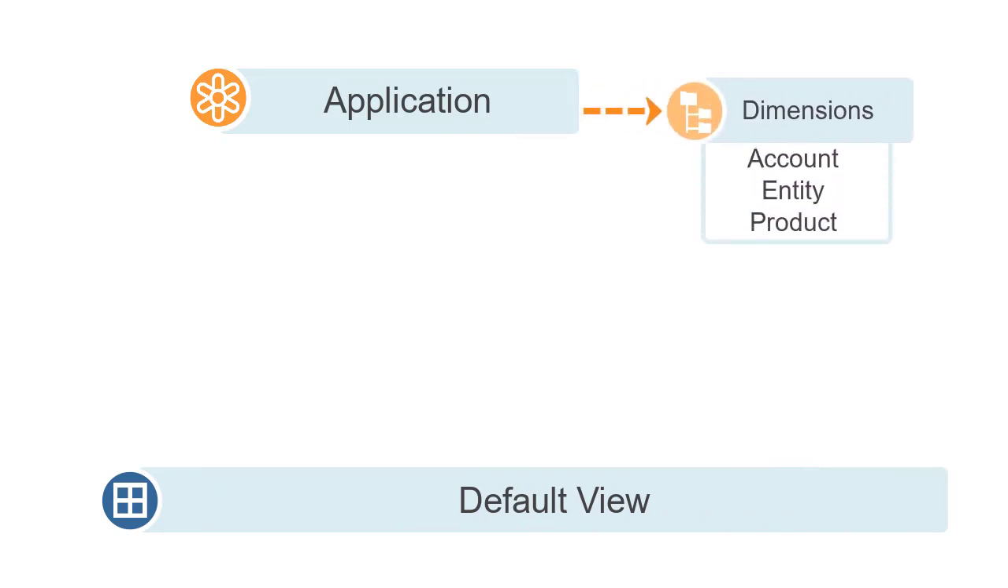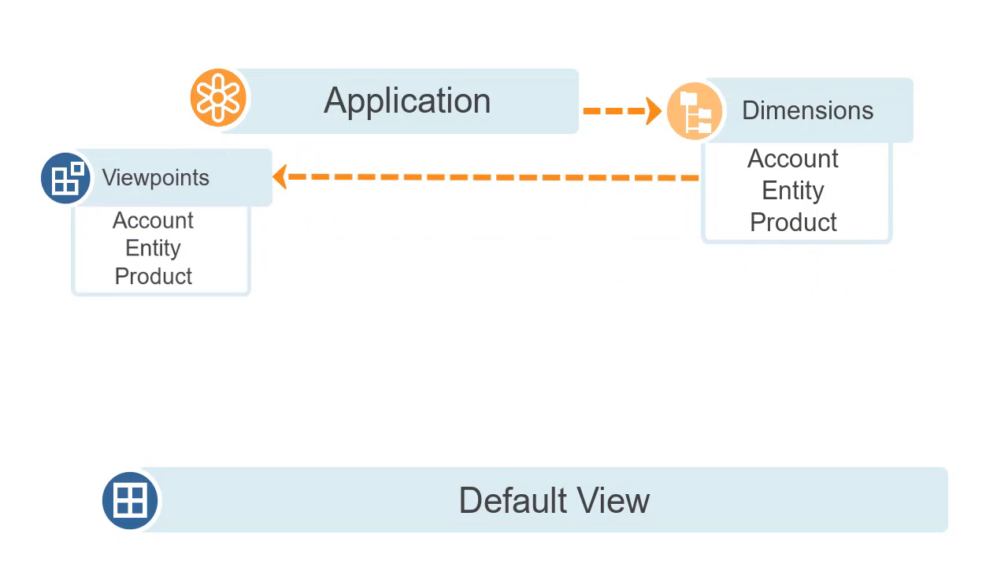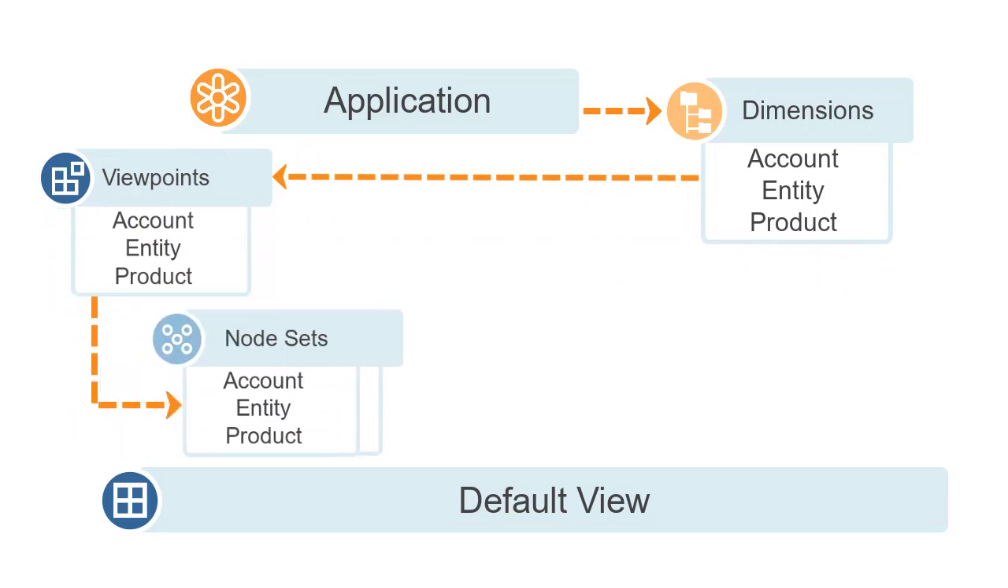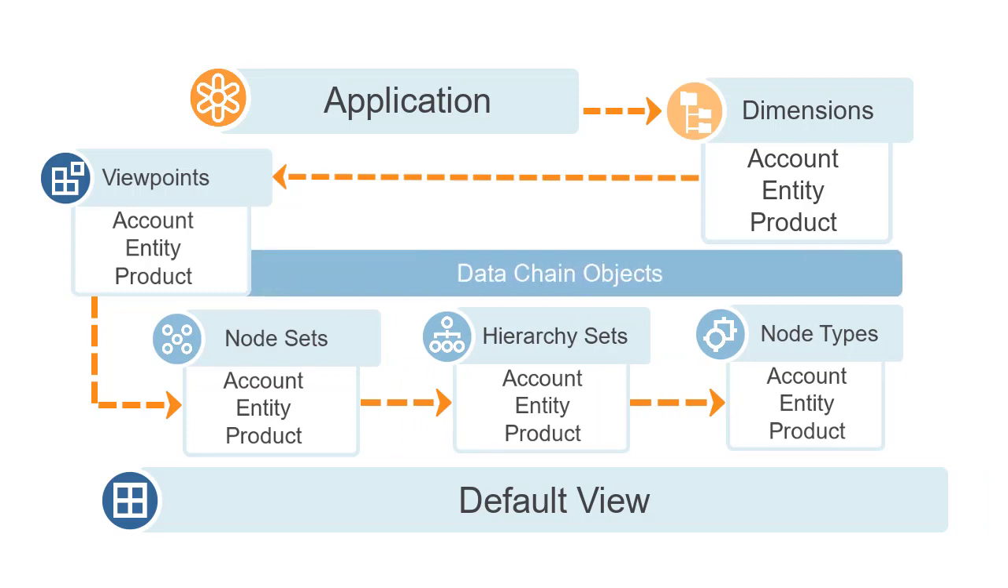For each registered dimension, the registration process creates a viewpoint, the data chain objects used to define the viewpoint, and business validation rules. The data chain objects not only manage the data for you, but also apply rules to the data.